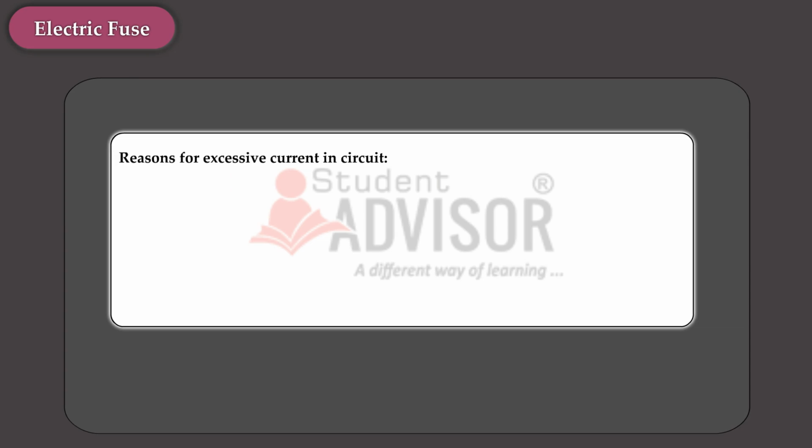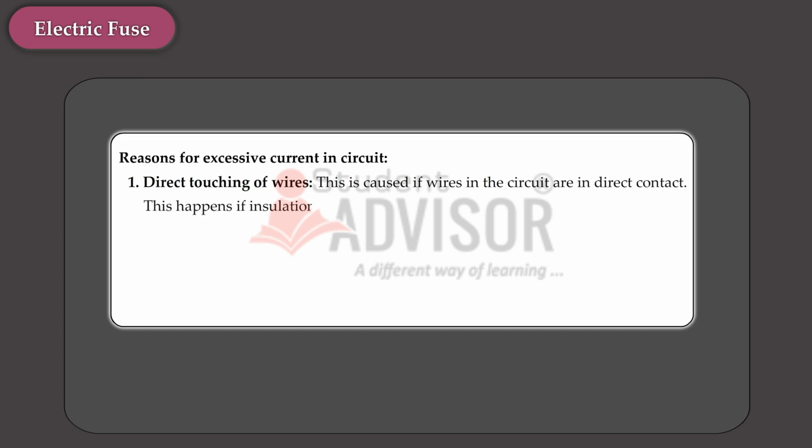Reasons for excessive current in a circuit. Direct touching of wires. This is caused if wires in the circuit are in direct contact. This happens if insulation on the wires has come off due to wear and tear. This may cause a short circuit.